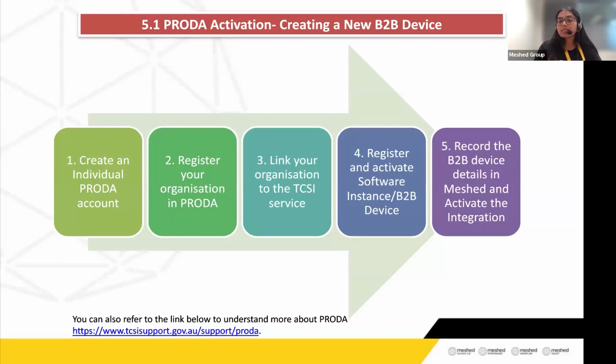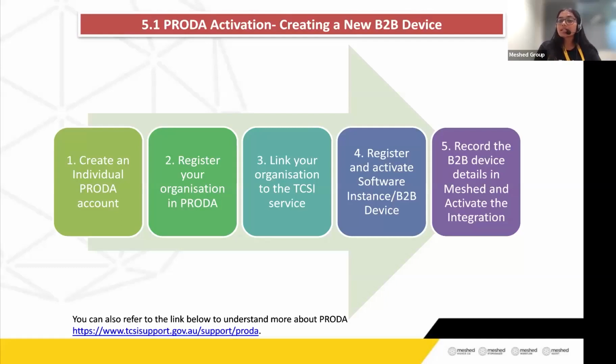So there are a few steps that I have listed here. However, more details can be found on this link here. And if you reach out to us in terms of PRODA setup, we can also offer you some detailed guides. So what you basically need to do first is create an individual PRODA account for yourself. Second step is to register your organization in your individual PRODA account. So once you have created your PRODA account as an individual, you can link your organization. Third part is to link TCSI service and add TCSI as a service provider to that organization.